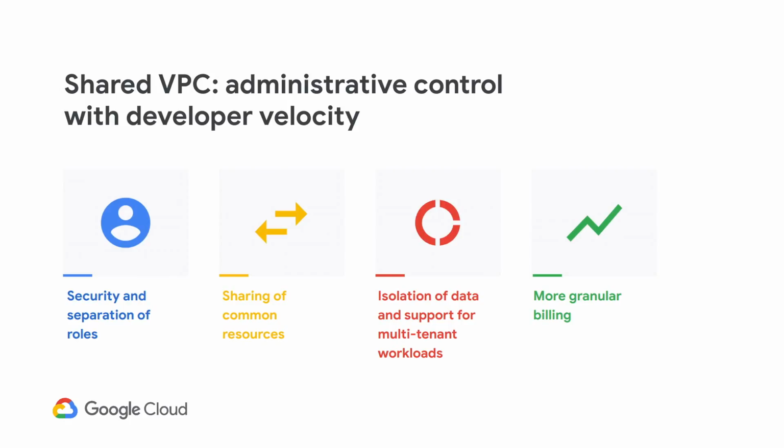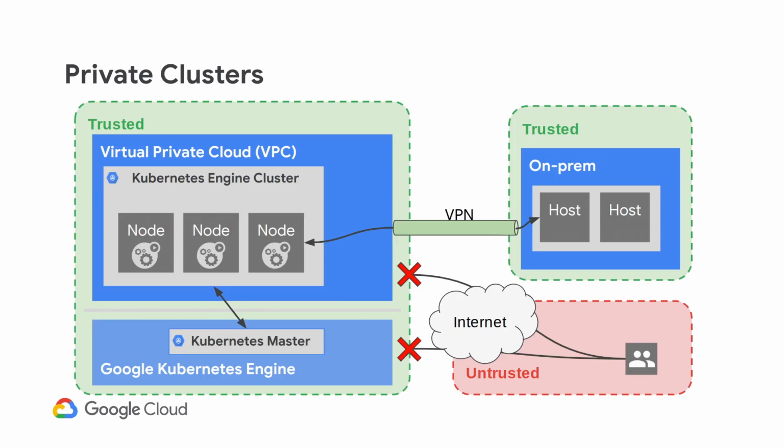The other thing that shared VPC gives you is isolation of data and support for all your multi-tenant workloads. You can compartmentalize your applications into different projects that exist as different service projects in the host project's shared VPC network. It also gives you much more granular billing, such that you can view billing on a per project basis in the service projects. So, moving on to the next default setting for your Kubernetes Engine deployments: private clusters.